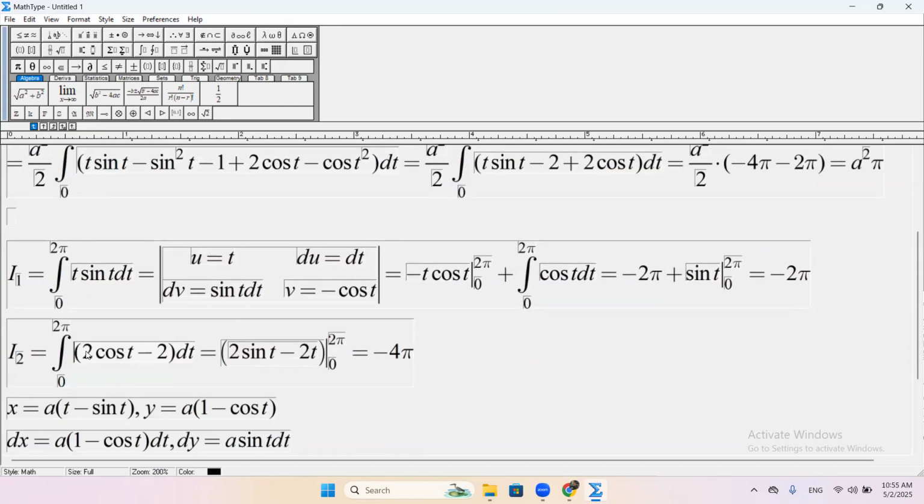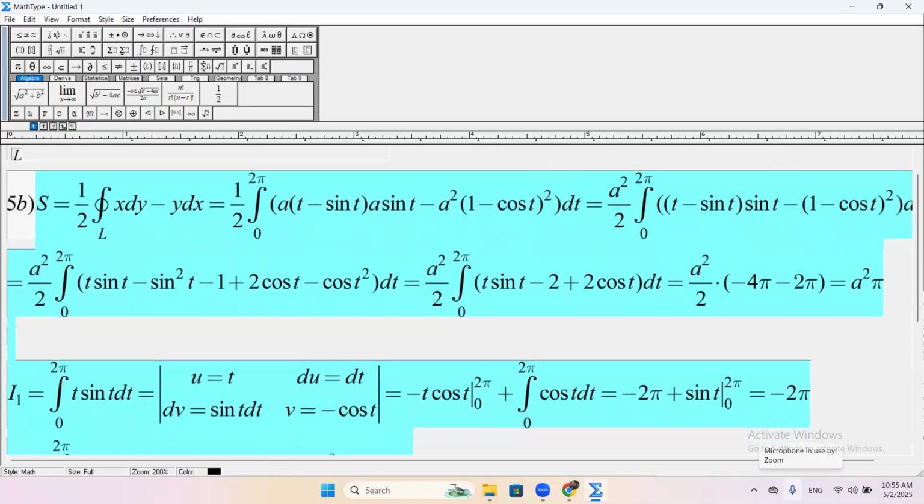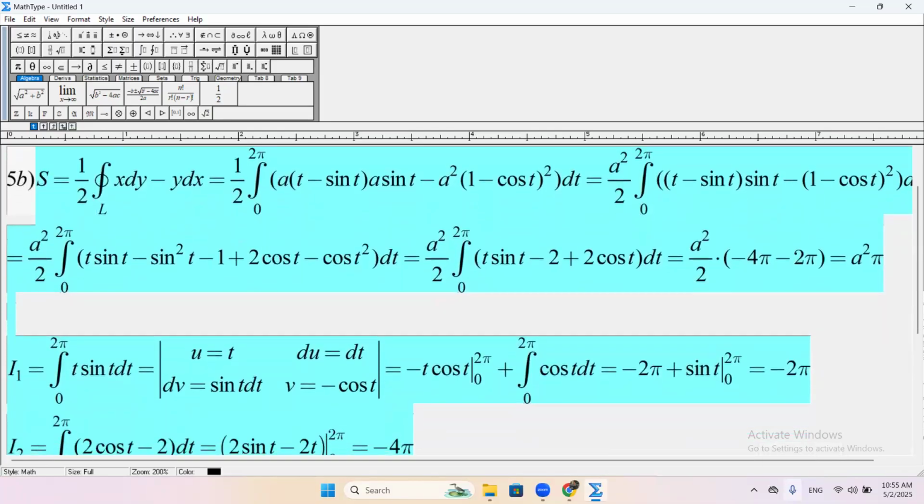So what is going on? Actually, this integral is taken correctly. And this as well. Okay, let me check this. Let me check it later. But yeah, so we just confused the sign everywhere. So the area must be 3πa².